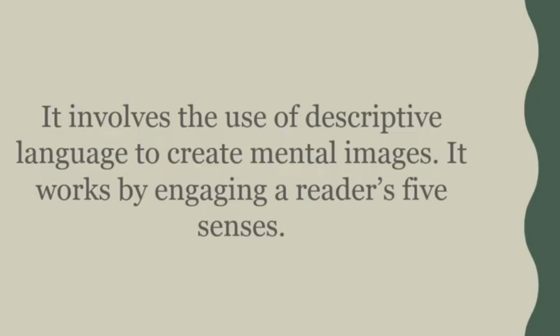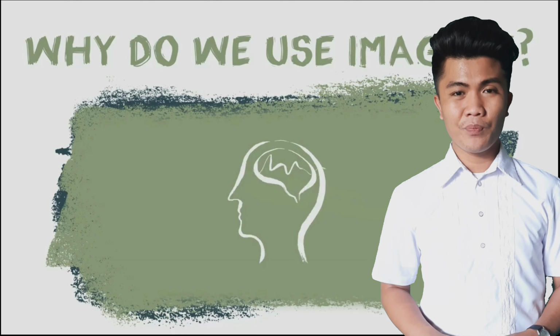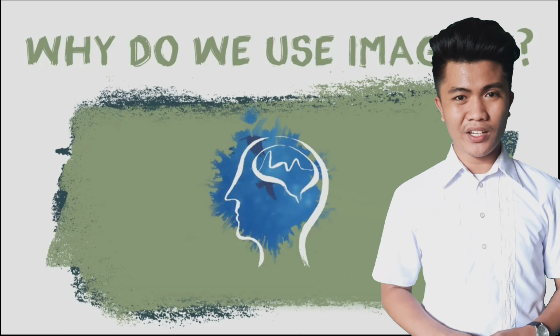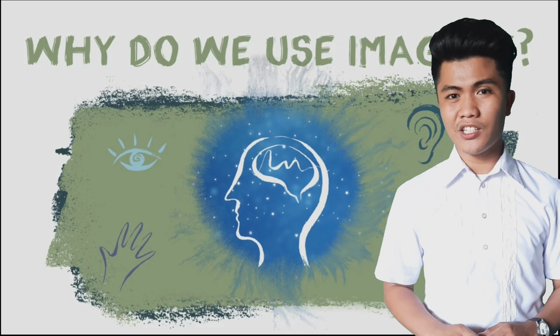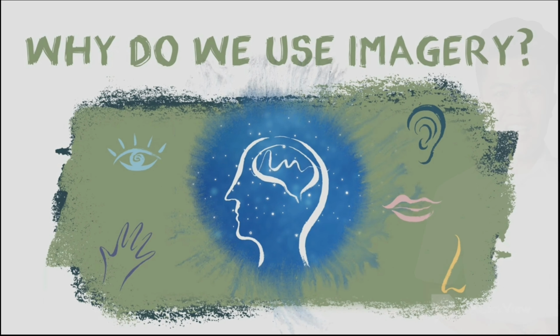Sensory imagery. So, what is it all about? Sensory imagery involves the use of descriptive language to create mental images. It works by engaging readers' five senses. To simplify, this device helps the readers imagine what they are reading. Wait, teacher. Why do we need to use imagery? Imagery stimulates imagination. It takes the readers to different places in their mind. It also helps them to feel, see, hear, smell, and taste the world within the poem.